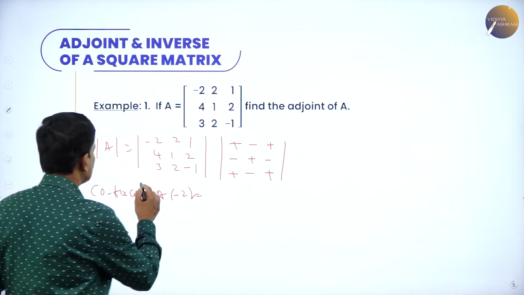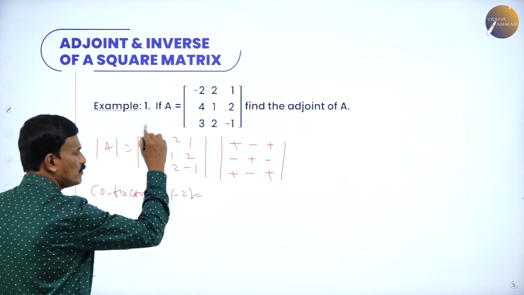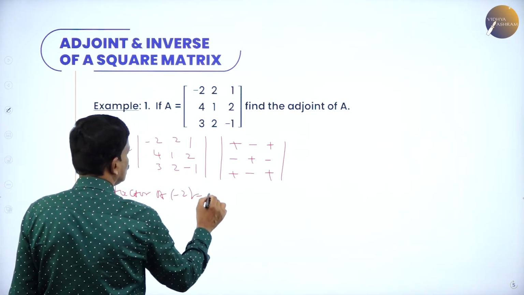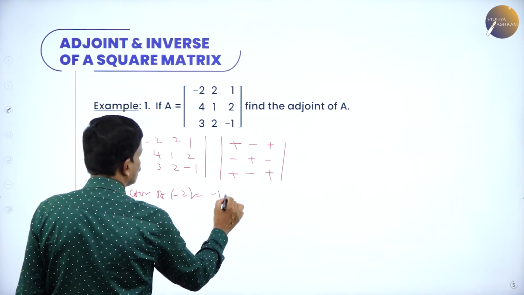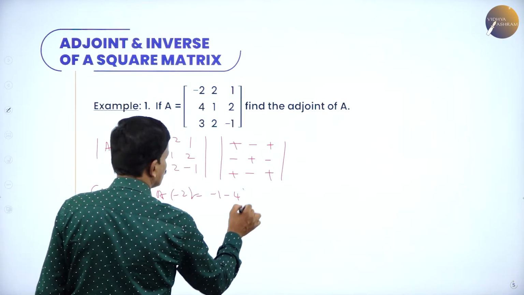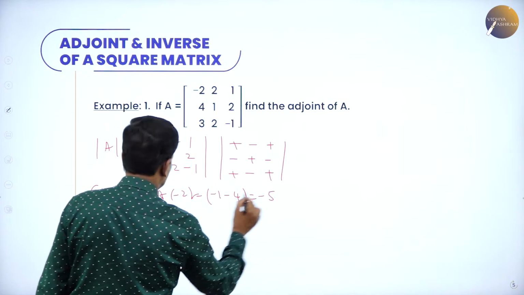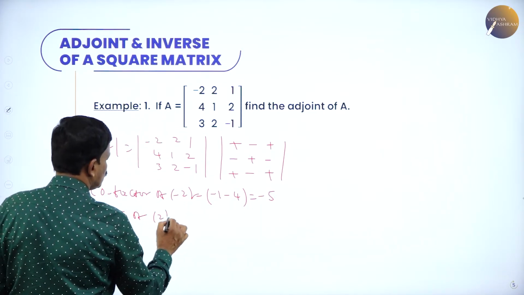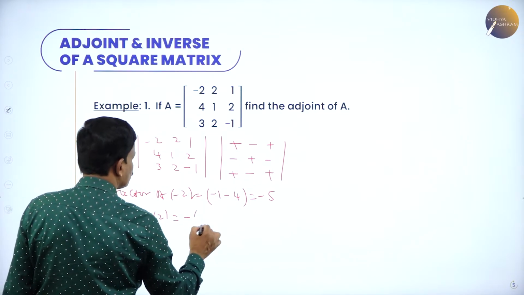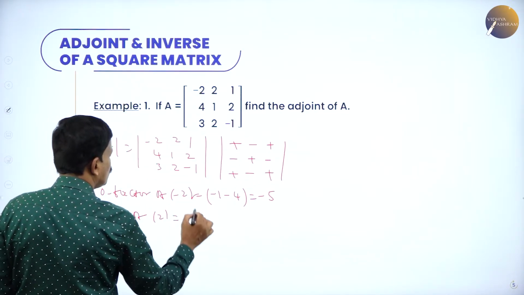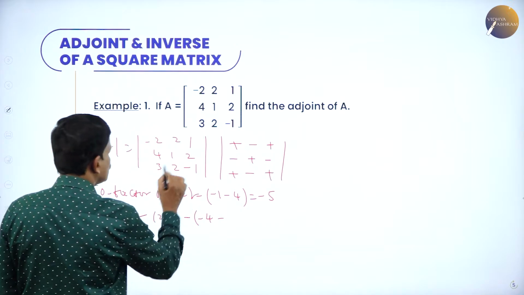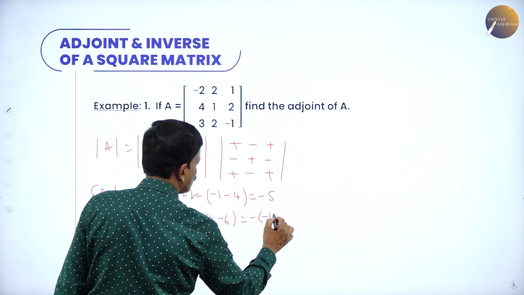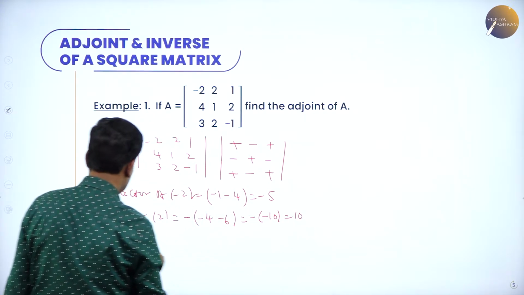So, write down the cofactor for each and every element, for 9 elements. Cofactor of minus 2: delete the row and column containing this. What is remaining? 1 into minus 1 is minus 1, 2 into 2 is 4. So, this is equal to minus 5. Similarly, cofactor of next element 2, what is the sign? Minus. This row and column is gone. Minus 4 ones are 4, minus 3 twos are 6. This is minus of minus 4 minus 6, that is minus 10. Minus into minus, plus 10.